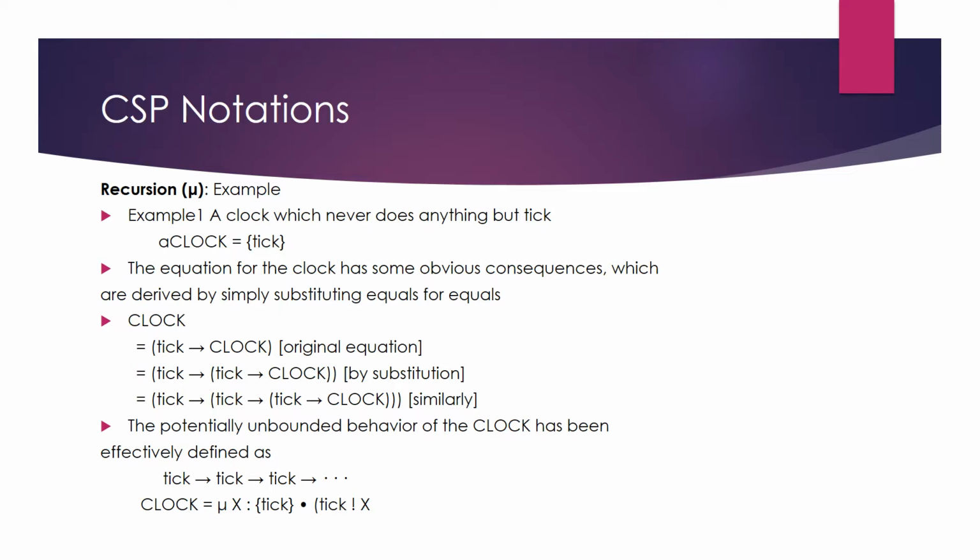Tick then clock. So by substitution, we get alpha clock is equal to tick. By the substitution, we get the same thing, similar to the last equation. So the potential behavior of the clock has been effectively defined as the same thing: tick then tick, tick then tick, infinity. So it goes on like that. So the recursion denotes mu. The symbol for recursion is mu. So it's like the repeating thing. So clock equals mu x, x then tick. So this one is a recursion method.